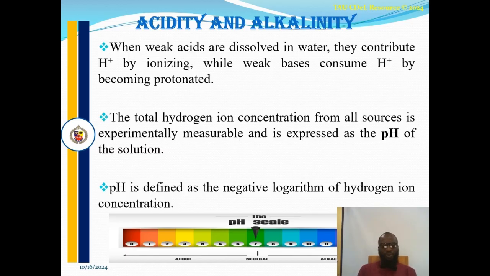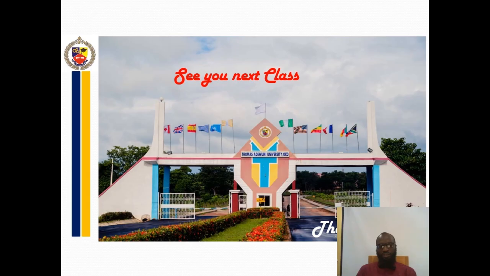The farther away from neutral, from 7 on the right, the more alkaline the substance is. So the substance with pH value of 14 is more alkaline, or more basic, than a substance of pH 8. Like I said, this is just an introduction. As we go further in the course, we're going to get more details.